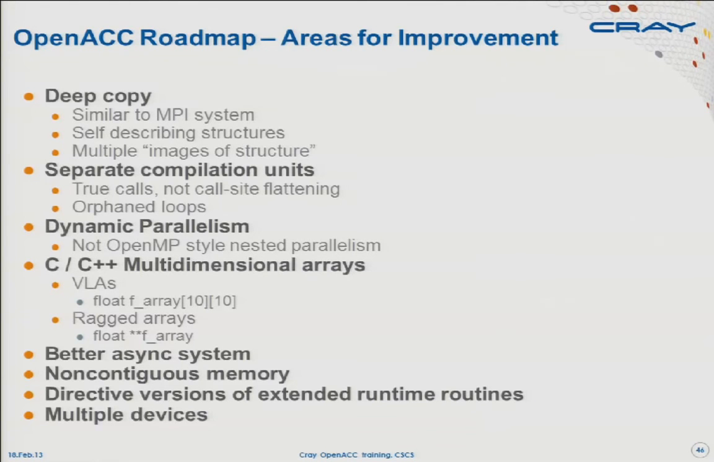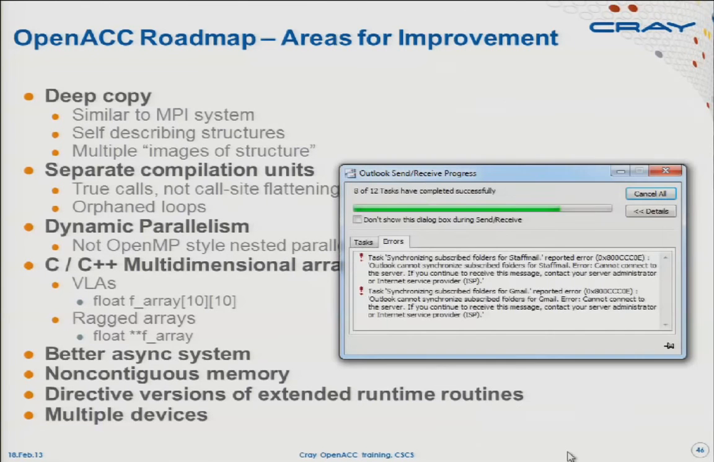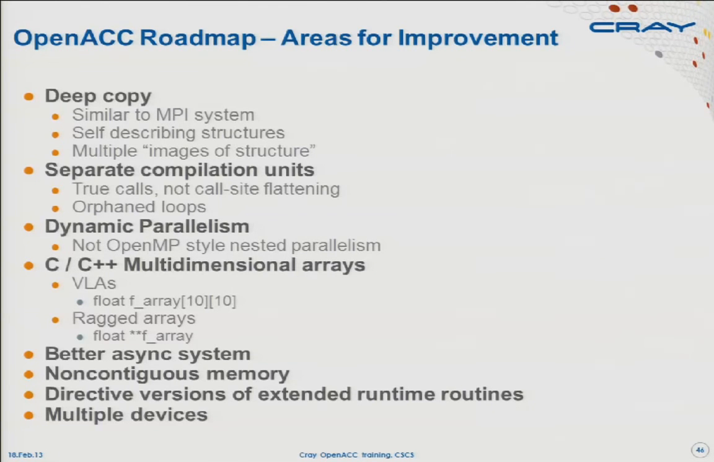Better use of not having to inline stuff and using dynamic parallelism. That's partly addressed in version 2. As I said, multi-dimensional arrays need to be better handled. The async system is improving now, I mean this ability to go to a more task-based dependency tree instead of simply streams of tasks. Dealing with non-contiguous memory is a problem. Moving some of the extended runtime routines, the ones that are really useful, you should really have directives to do some of this work. And support for multiple devices is not something that the Cray compiler has really had to deal with so far.